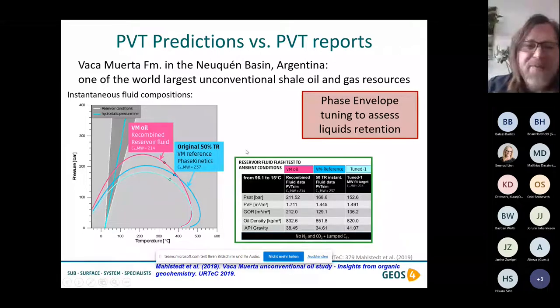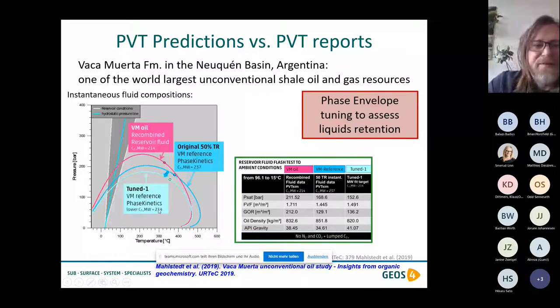So the first step consists in simply lowering the molecular weight of the C7 plus fraction of the best fitting snapshot fluid, here the 50% transformation fluid, to that in the produced oil. That gives us a first tuned phase envelope here in light blue, which already fits a little bit better.